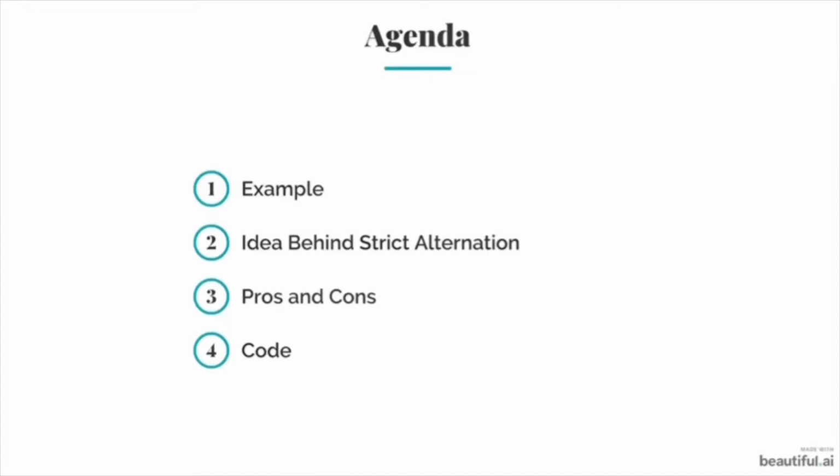As usual, I'm going to start us off with an example, and then I'm going to put the idea behind strict alternation in words. Next, I'll go over the pros and cons of this approach, and finally we'll see the code together. And as always, you can find the detailed timestamps in the caption.